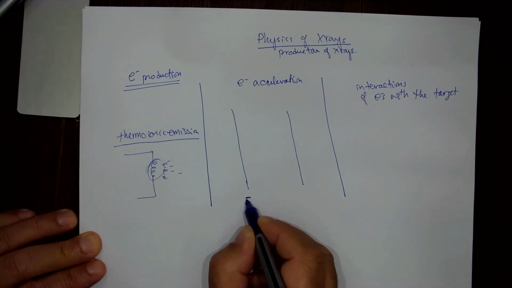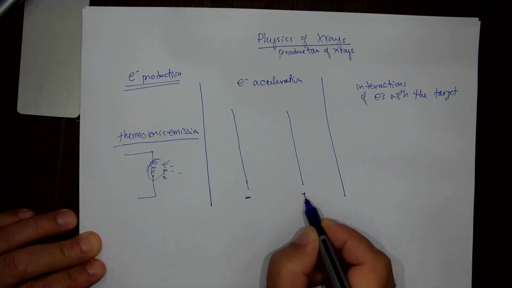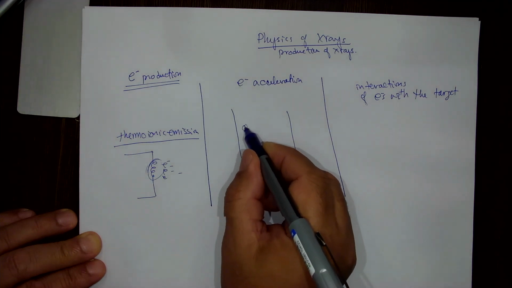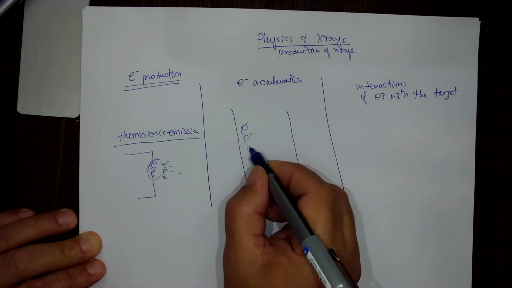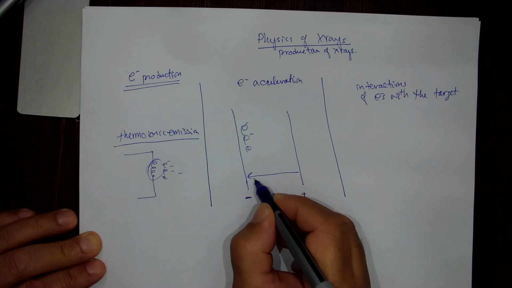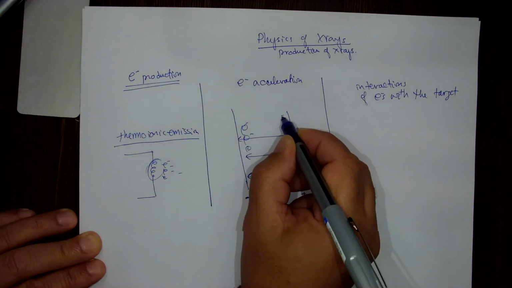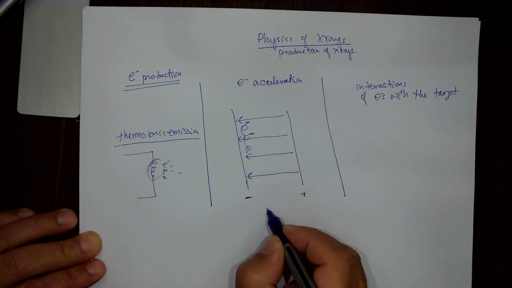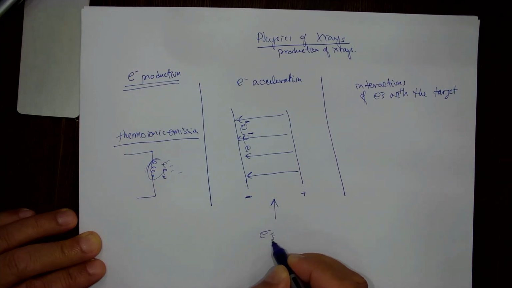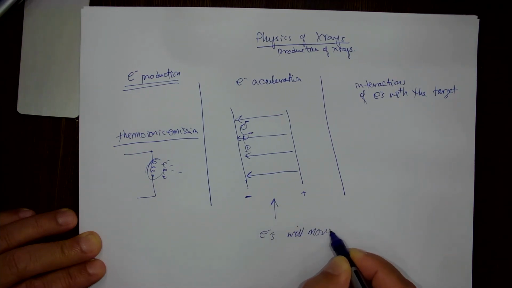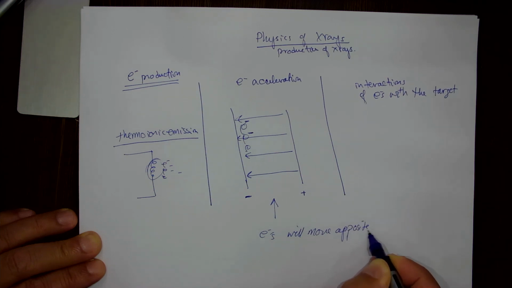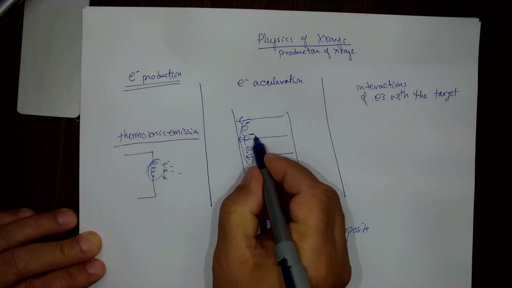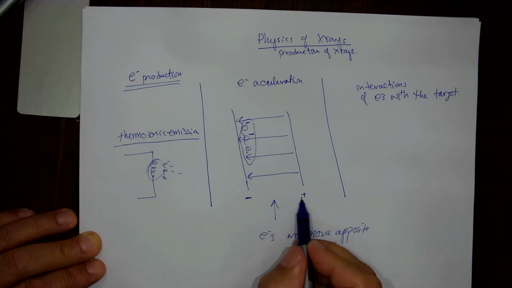And remember, this will be your negative electrode, and this is your positive electrode. So you have your electrons here, right? These are your electrons. And we set it in such a way that the electric field is uniform this way, and the electrons, because they're negatively charged, will move opposite to the electric field. So in doing so, they will go from the negative electrode to the positive electrode.